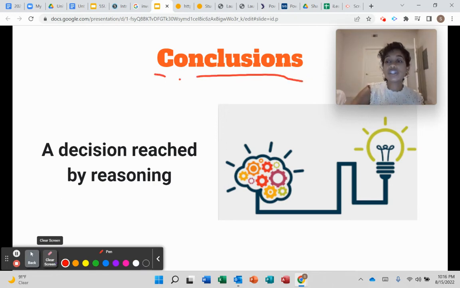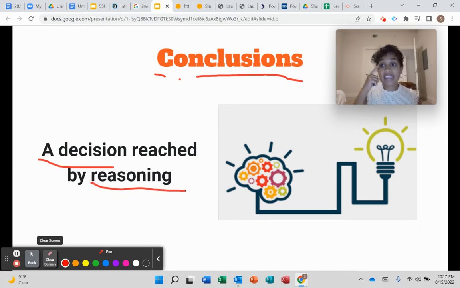Conclusions. A conclusion is a decision reached by reasoning or by thinking. So, we've done our investigations, we've gathered our evidence, and we're making decisions based on our reasoning, based on what we thought, based on what we observed.